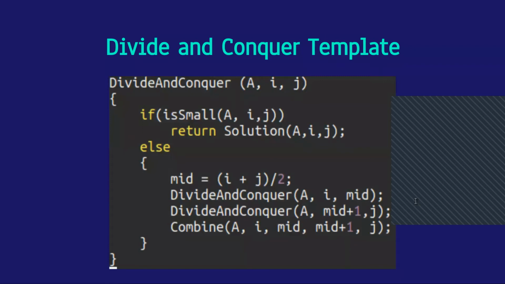Think that there is an imaginary function which can solve the left part and right part. So you pass the left part to the imaginary function and the right part also to the imaginary function. In this template, we are calling that imaginary function divide and conquer. So the left part would be i to mid, the right part would be mid plus 1 to j. That is the left part and this is the right part, and those are the two lines here. So you solve the left problem and you solve the right problem.